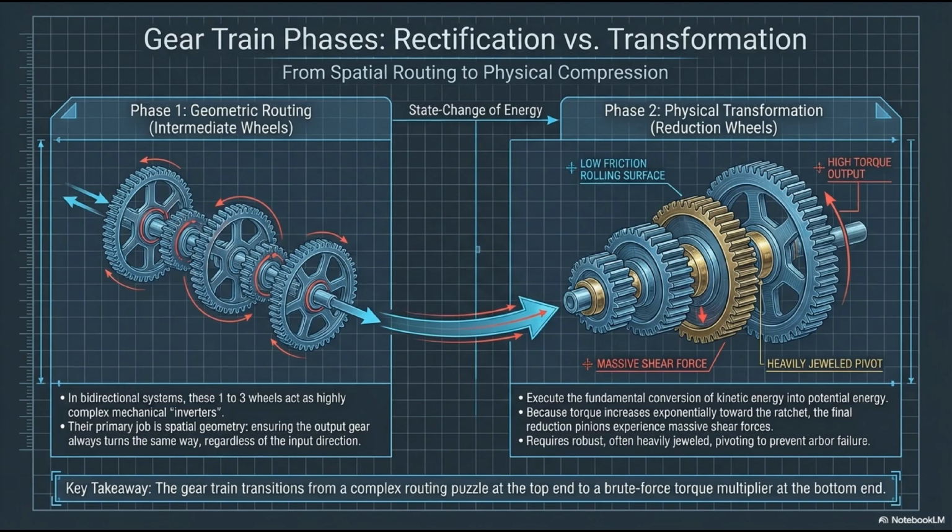Now follow the arrow across the state change to phase 2 on the right, physical transformation. These reduction wheels execute the fundamental conversion of kinetic energy into potential energy. Because torque is increasing exponentially as we move toward the ratchet wheel, the final reduction pinions experience massive, tearing shear forces. To survive this, the phase 2 wheels require incredibly robust, thick axles, often supported by heavily jeweled pivots to prevent the arbors from snapping under the crushing load. The train transitions from a clever routing puzzle at the top end to a brute force torque multiplier at the bottom end.